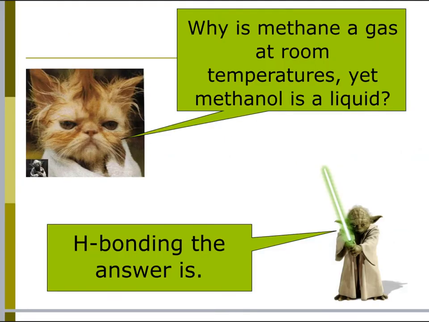Next, let's look at some very similar structures. Methane, CH4, compared to methanol, which would just have an added oxygen for the OH group. So why would methanol be a liquid at room temperature if methane is a gas at room temperature? It all has to do with hydrogen bonding.